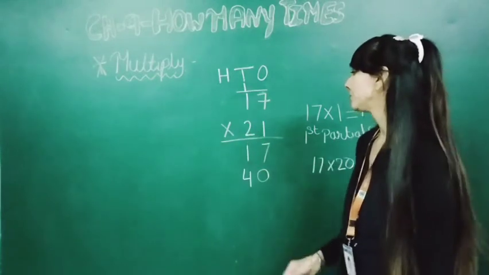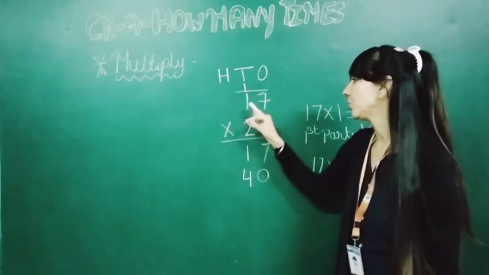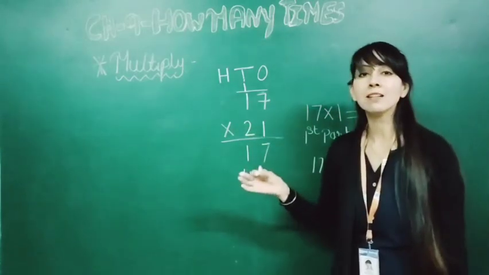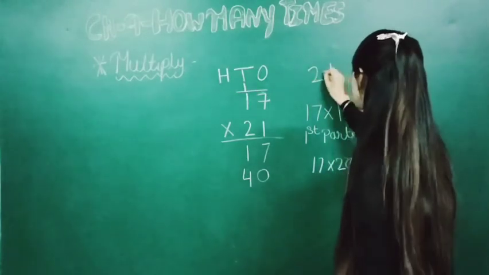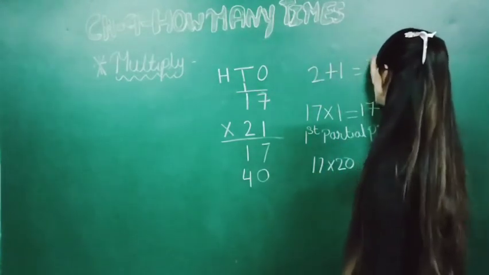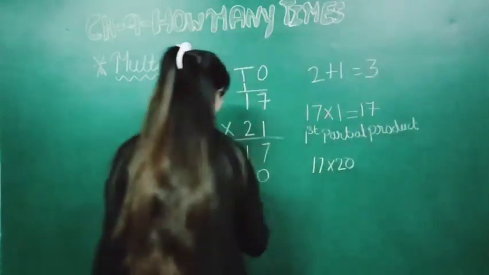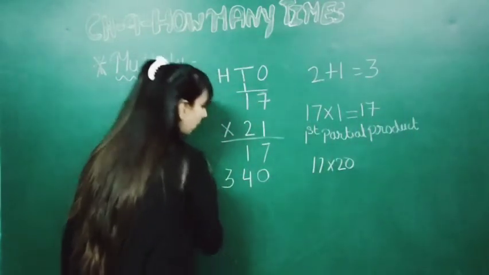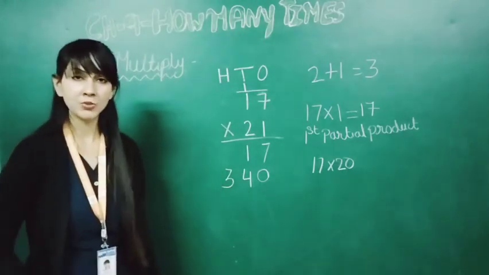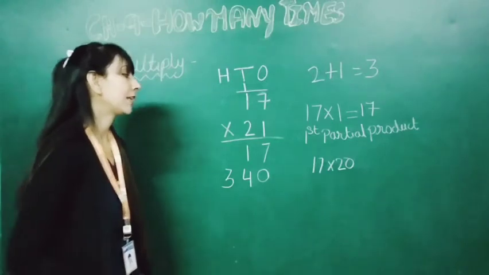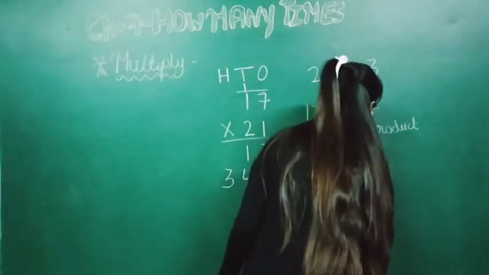Now we will do 2 into 1, means 2 ones are 2, and plus 1. So 2 plus 1 is 3. So in this hundreds place we will write 3. This is our second partial product, you can say. If we multiply 17 by 20, we will get the answer 340.